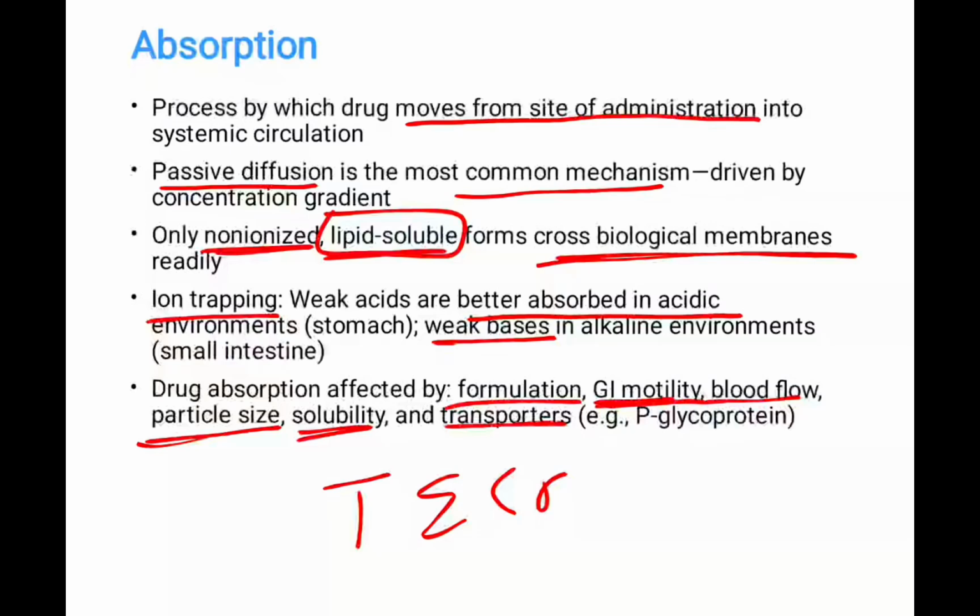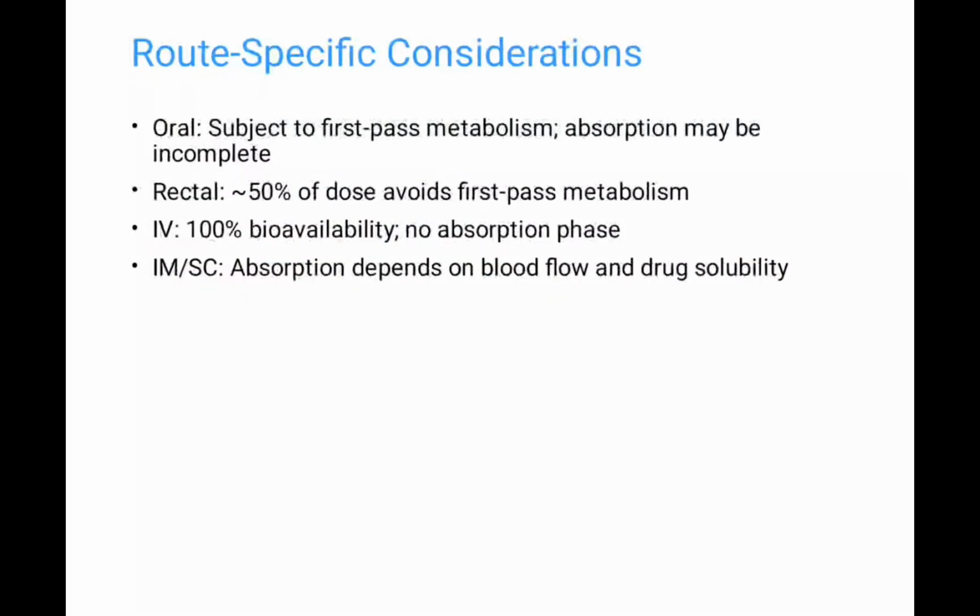We also have transporters like the P-glycoprotein. The P-glycoprotein, I already said, pumps drugs out of the gut wall back into the lumen. So these transporters prevent absorption of drugs, while there are other transporters that promote the absorption of drugs. So these are factors that affect absorption of drugs: formulation, GI motility, blood flow, particle size, solubility, transporters, and the like. Now, what are the routes?